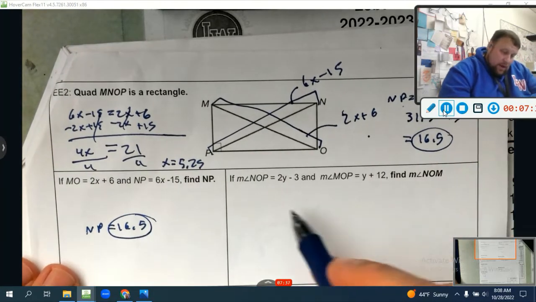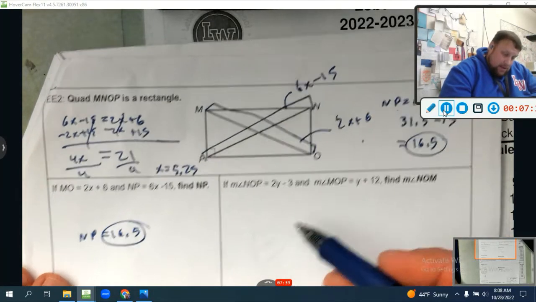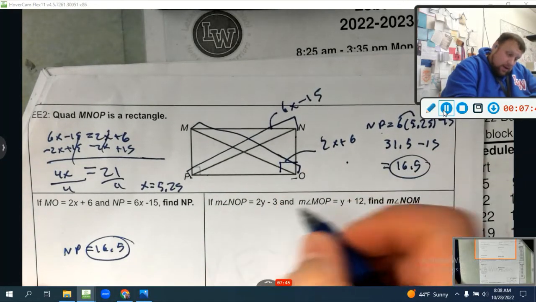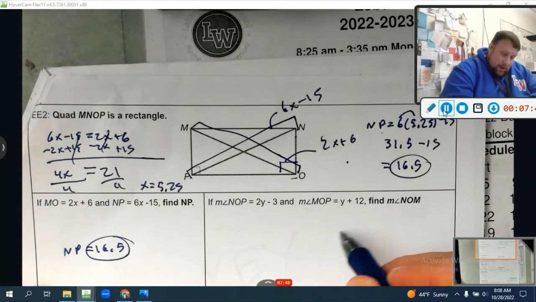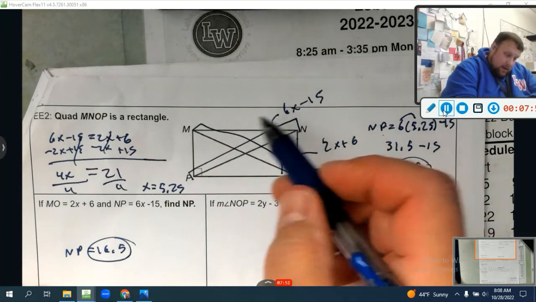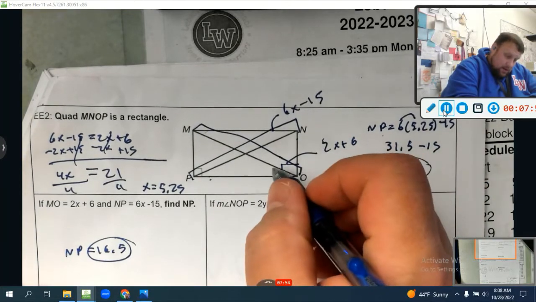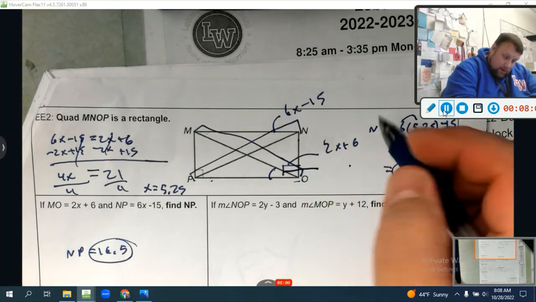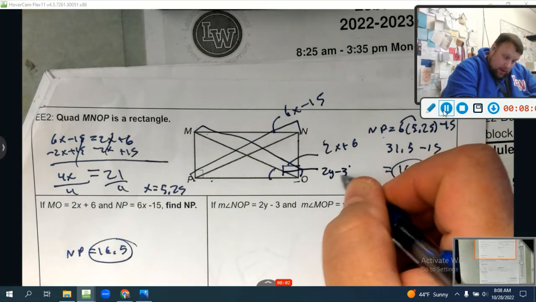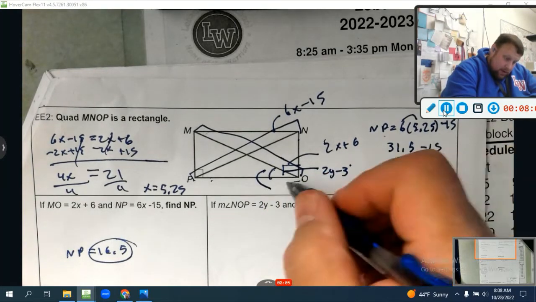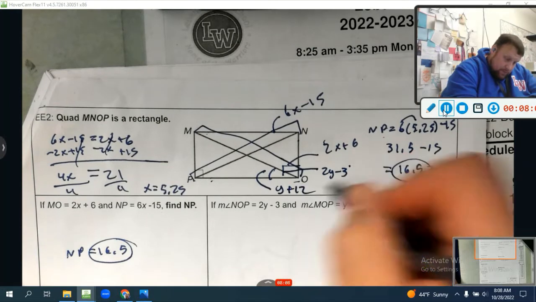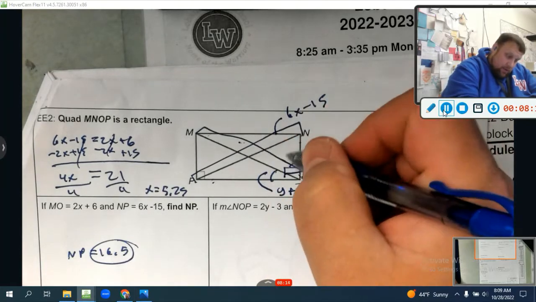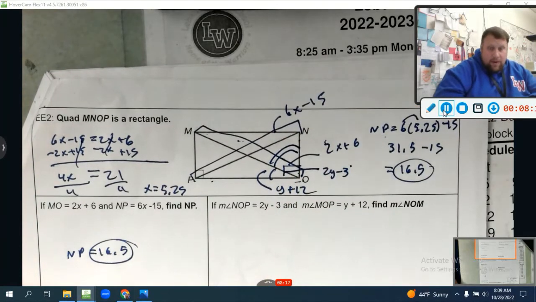There we go. If the measure of angle NOP, so this angle right here, equals 2y minus 3, and the measure of angle MOP, so this angle right here, so we've got the right angle right here, is 2y minus 3, and we've got this partial angle right here is y plus 12. Find the measure of angle NOM. So we want to find this angle measure right there, okay?